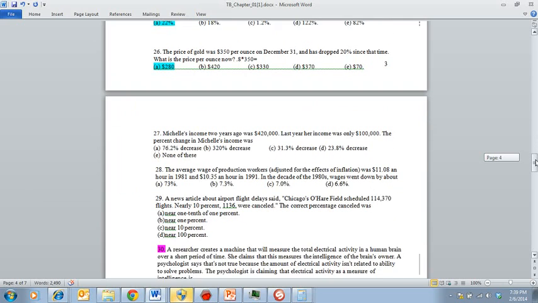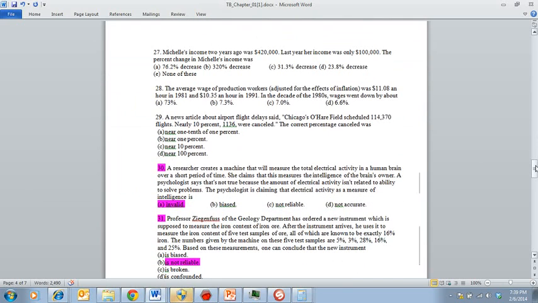27. Michelle's income 2 years ago was $420,000. I can't even imagine. Last year, her income was only $100,000, so her income dropped $320,000. The percent change in Michelle's income was, well, if it dropped, it's obviously going to be a decrease. So we're going to take the amount difference here, which was, it went down $320,000. Divide that by the original amount, which is $420,000.